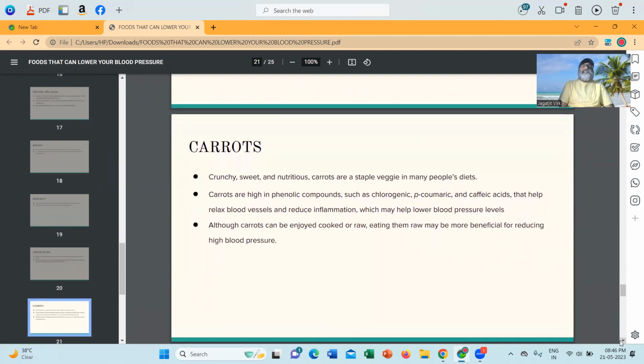Carrots. Crunchy, sweet, and nutritious, carrots are a staple veggie in many people's diets. Carrots are high in phenolic compounds such as chlorogenic, p-coumaric, and caffeic acid that help relax blood vessels and reduce inflammation, which may help lower blood pressure levels. Although carrots can be enjoyed cooked or raw, eating them raw may be more beneficial for reducing high blood pressure.